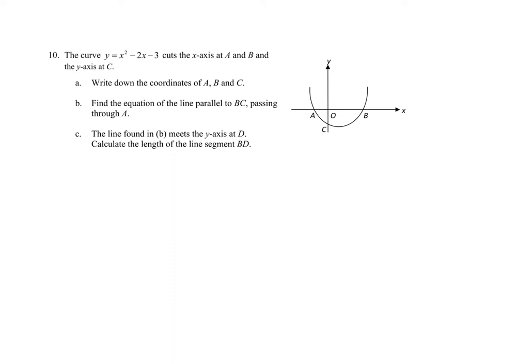Okay, let's take a look at question number 10. Let's read the question. The curve, so this is the curve. They tell you that it's y equals x squared minus 2x minus 3, and it cuts the x-axis at A and B and the y-axis at C. They ask you to find the coordinates of A, B, and C.